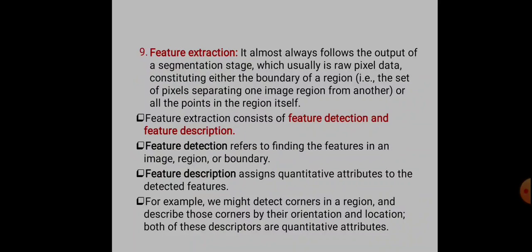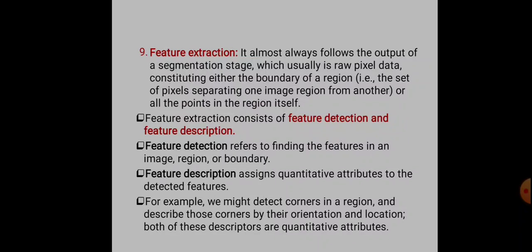Next one is feature extraction. After segmenting all the parts, from a segmented part you are able to extract the features. Feature extraction almost always follows the output of a segmentation stage, which is usually raw pixel data. Feature extraction means taking the pixel values of that region of interest only. You extract particular pixels of the whole image, where the pixel values may be either the boundary of a region, or all the points in the region itself.